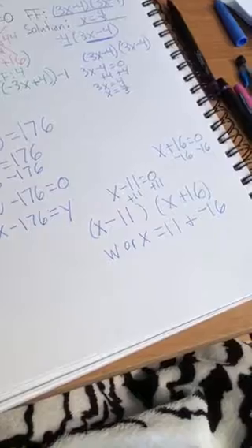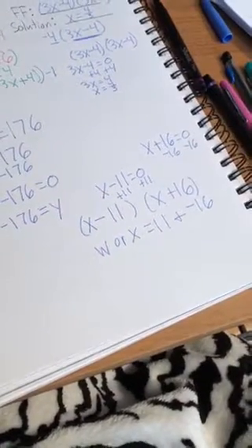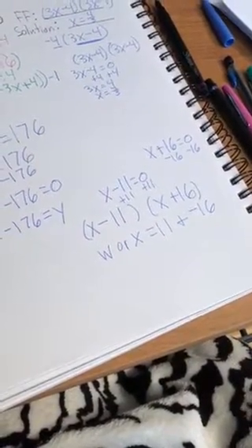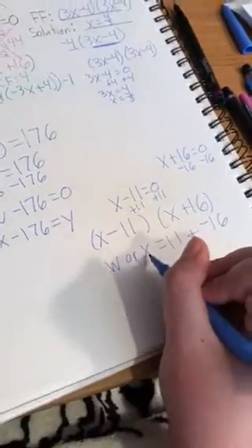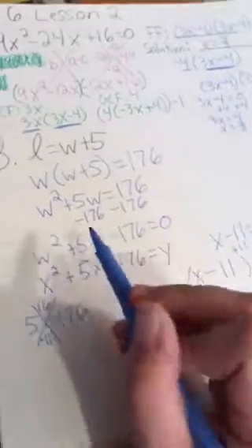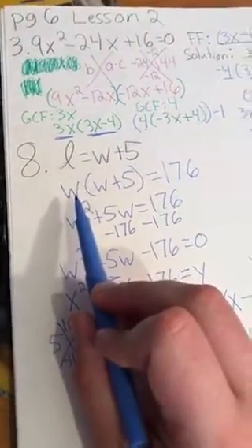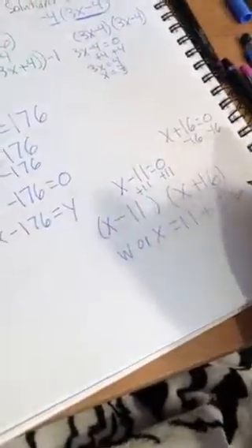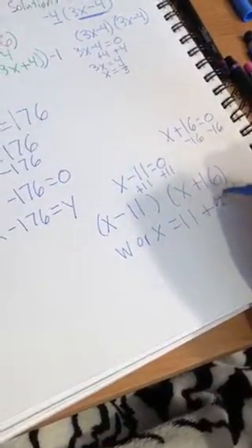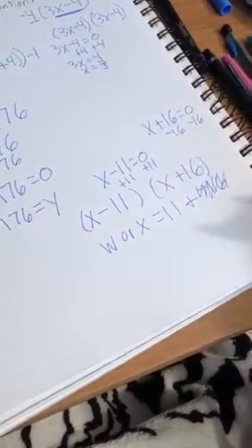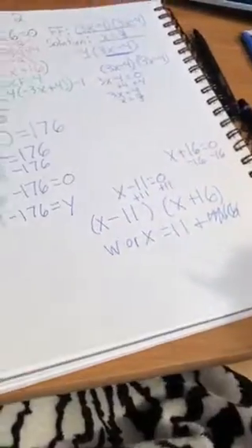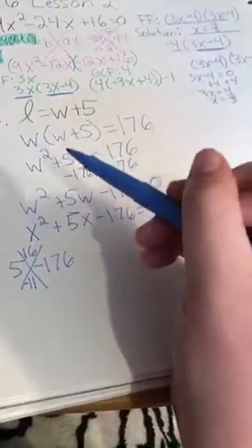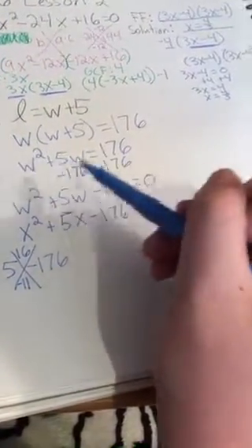Now if you look back at our problem though, it says, what are the length and the width of the garden? So our W or X only represented our width. So we cannot use negative 16 as our width because it's not a true measurement, because we can't have a negative measurement.